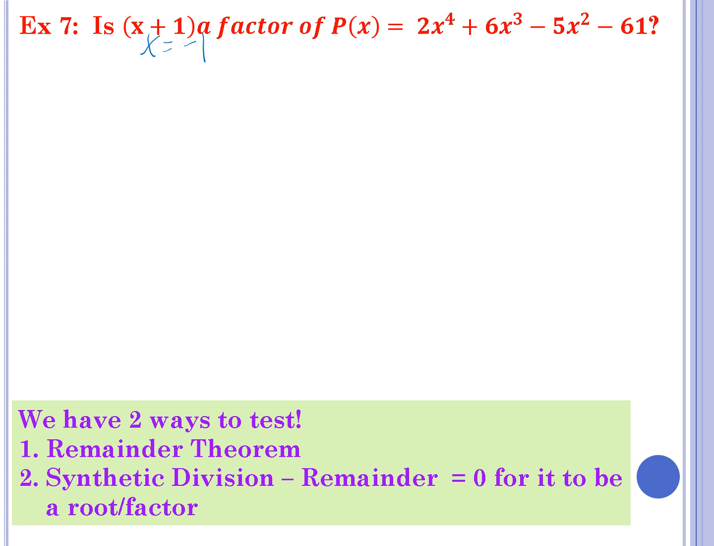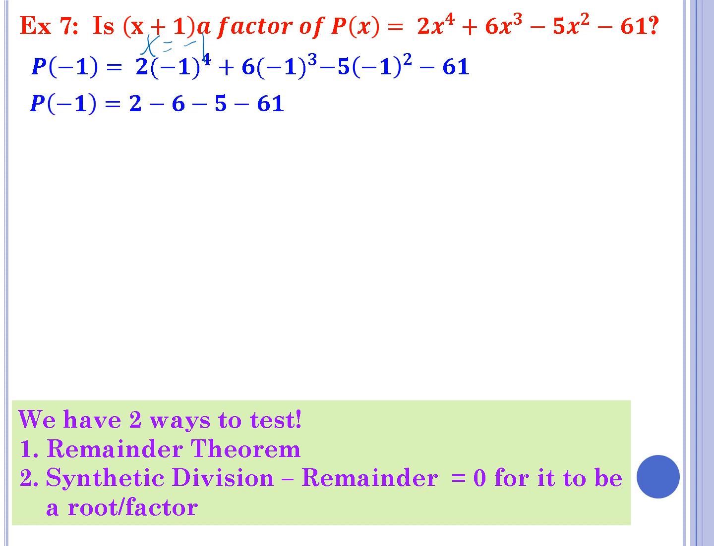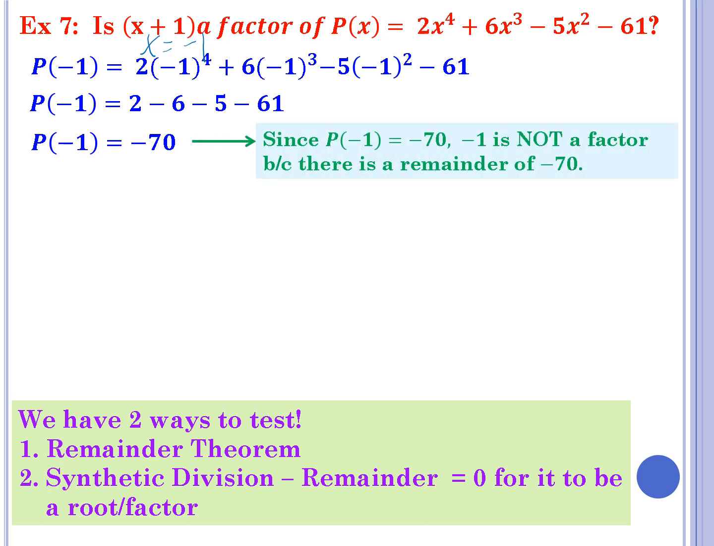So I'm going to plug in -1 and simplify it. So -1 to the fourth is 1, 1 times 2 is 2, -1 cubed is -1 times 6 is -6, -1 squared is 1, 1 times -5 is -5, minus 61, and we get -70. So since I didn't get a 0, it can't be a root, aka intercept. So since it doesn't equal 0, it's not a factor.